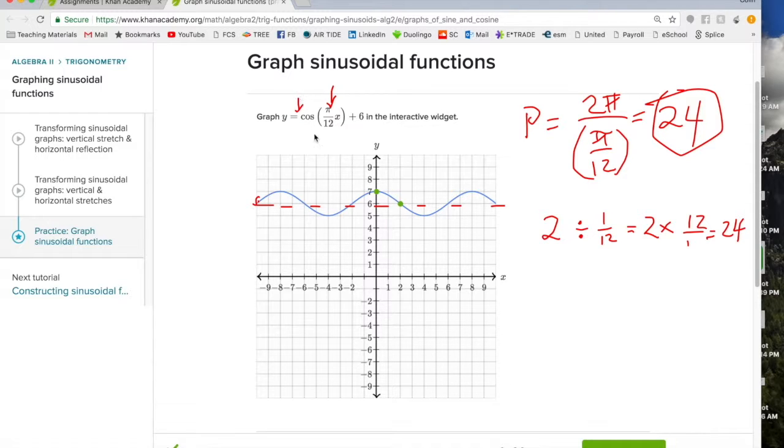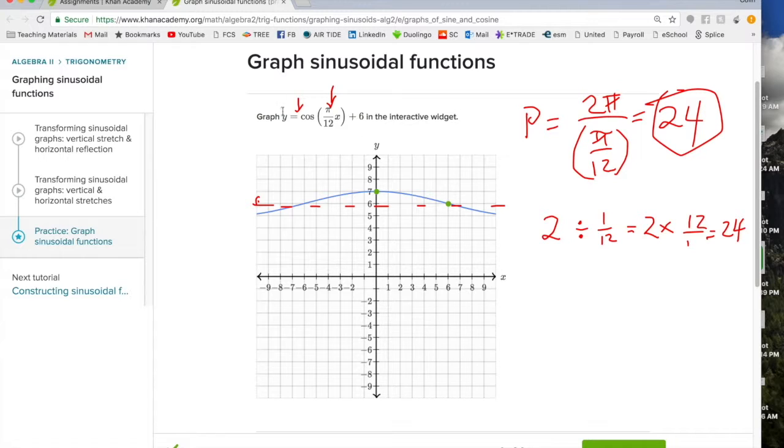So that's a positive cosine. So everything except for where we need to drag this sucker has been determined. We've got the center line dealt with. We've got the amplitude dealt with. We know that we got a period of 24, so we can divide that 24 by 4, and we'll wind up with 6. So our quarter period is 6. So we're going to drag our second dot 6 points away.